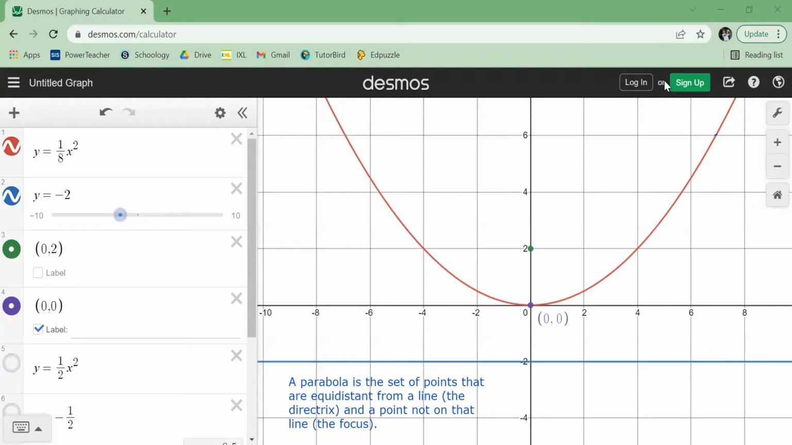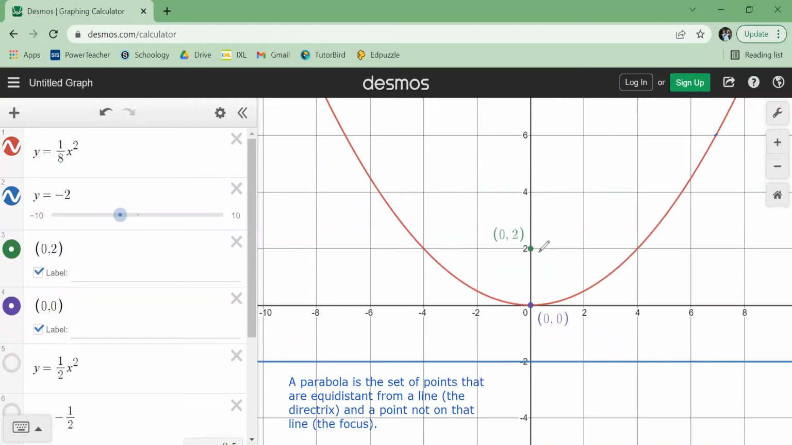A parabola is the set of points that are equidistant from a line, which we call the directrix, we'll get to that in a moment, and a point not on that line, which we call the focus, and we'll get to that in a moment. A parabola is the set of points that are equidistant from a line and a point not on that line. And you can see here, I have this point (0, 2), I have this line y equals -2, and I have the parabola that should, if this definition is correct, follow this rule.